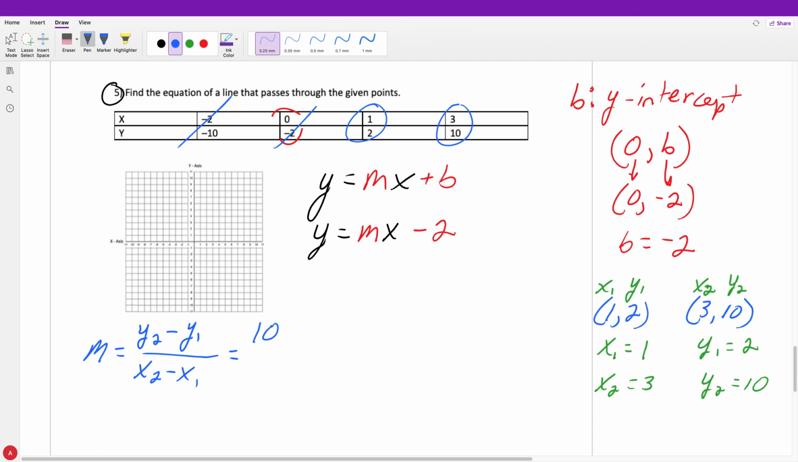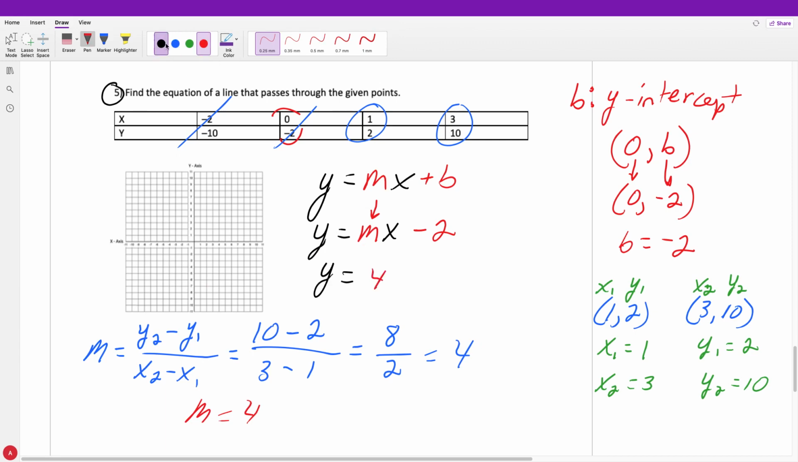So my y2 is 10, and my y1 is 2, so it's 10 minus 2. And my x2 is 3, and my x1 is 1, so it's 3 minus 1. This gives me 8 over 2, which is equal to 4. So my slope is equal to 4. So now I just need to replace my m with 4. So now I get my equation, y is equal to 4x minus 2. And that is it for this question.